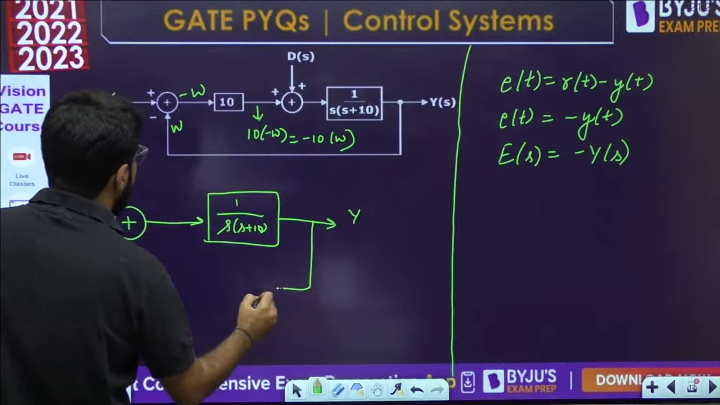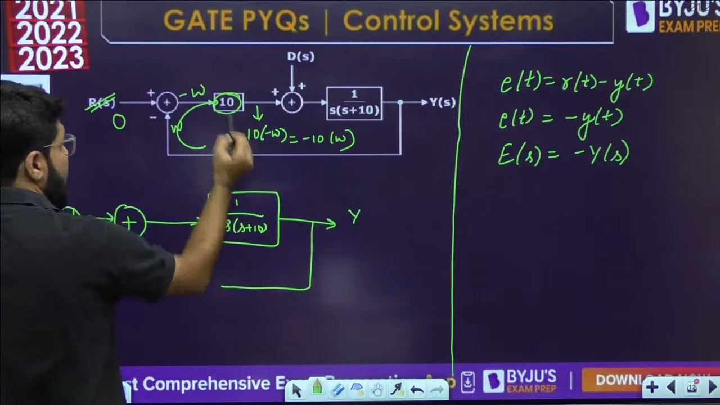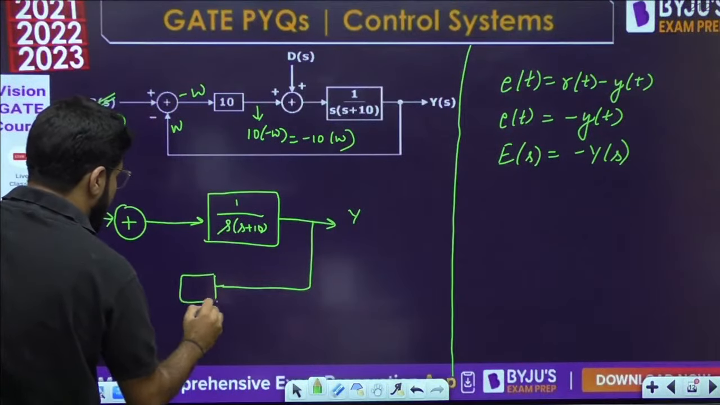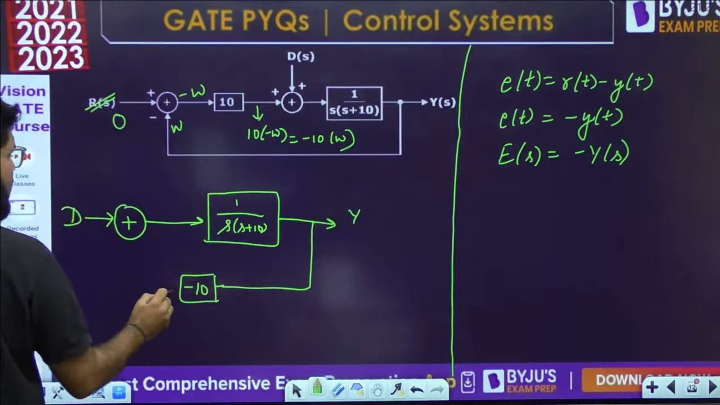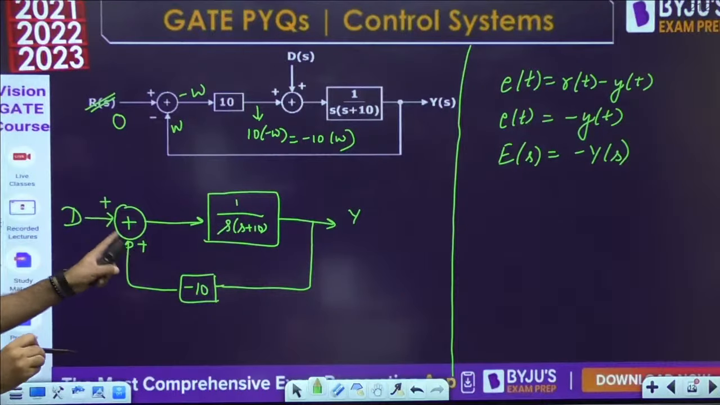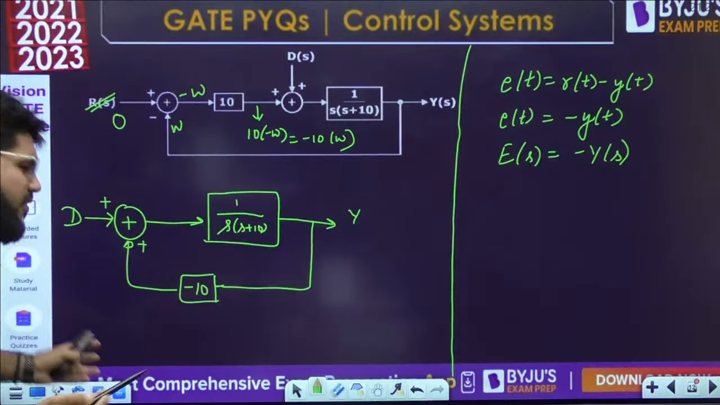From here there is a unity feedback, but now this is removed. There will be a complete loop. Write down this gain as minus 10 actually. So in the feedback path, there is a minus 10 gain coming, and then it comes to this summing point in the plus format only. So this is like positive feedback actually. What you can also do is adjust the minus even forward, so that will be negative feedback, whatever.